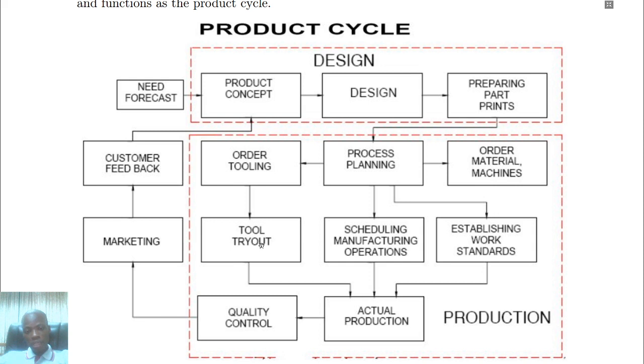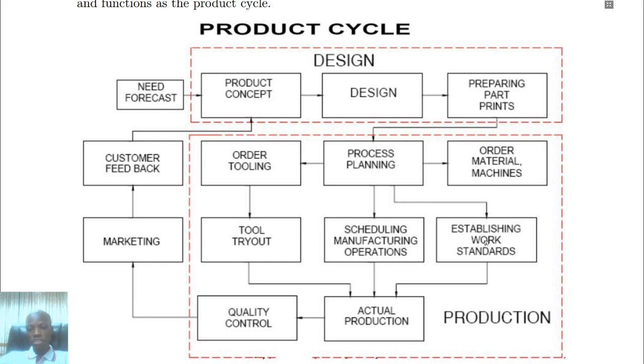Then the tool try out, all right, you need to try and see that it's going to work correctly as you want it to work. Then we also have from the process planning again, we'll come to scheduling manufacturing operations. You need to schedule the manufacturing operations. All right, so we need to make sure that we are going to finish this work within this period of time, and that this component will have to be produced first, or this portion of the component has to be produced first before the other portion, in that order.